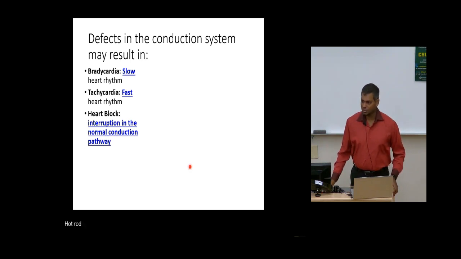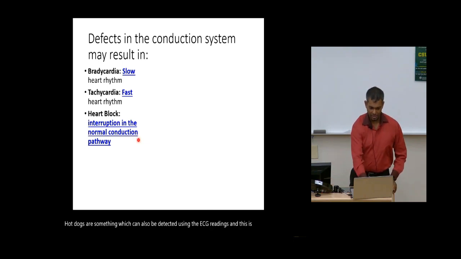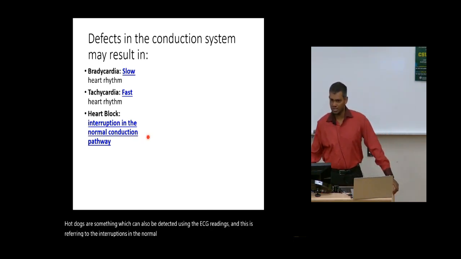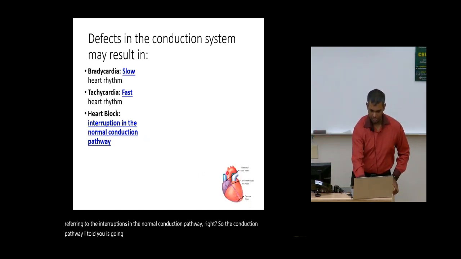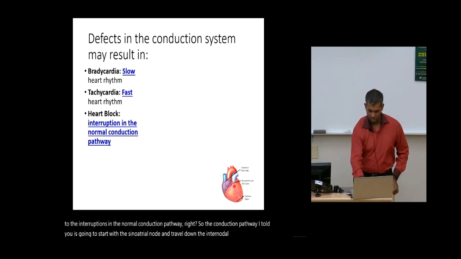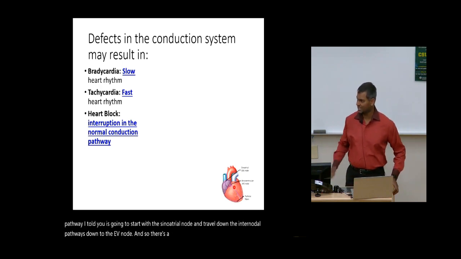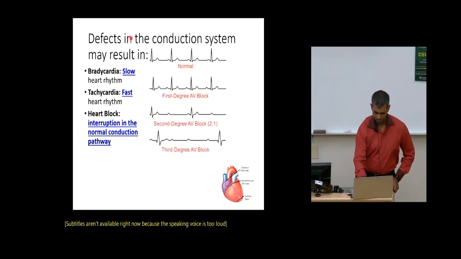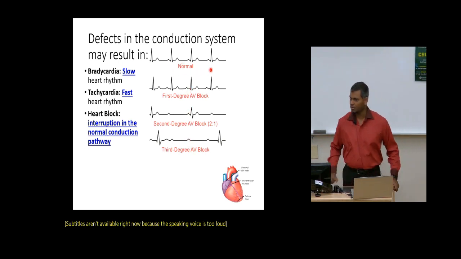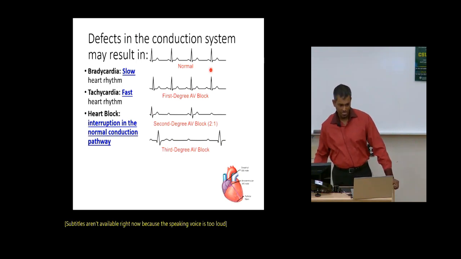Heart blocks are something which can also be detected using the ECG readings, and this is referring to interruptions in the normal conduction pathway, right? The conduction pathway, I told you, starts with the sinoatrial node and travels down the internodal pathways down to the AV node. If there is an interruption in this conduction pathway, that will lead to a heart block, and that can be detected. Now there are three types of heart block: first degree, second degree, and third degree. On the upper panel, the normal ECG readings are shown.